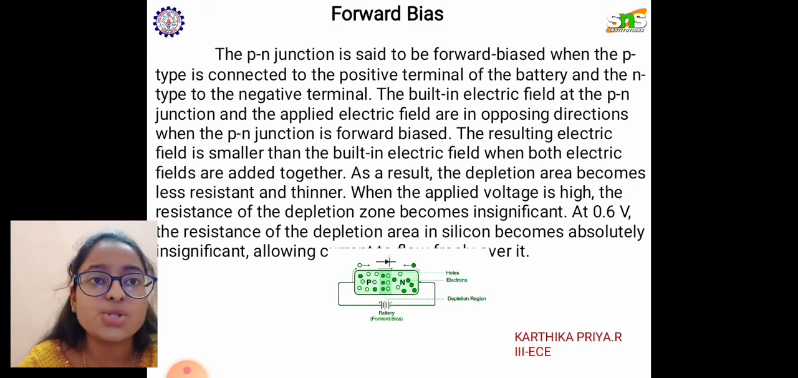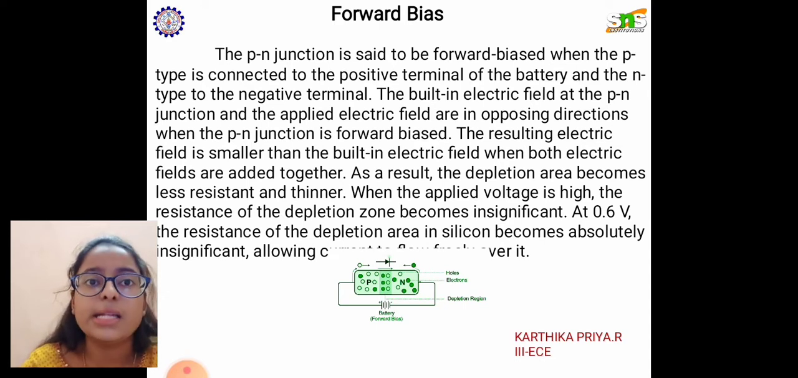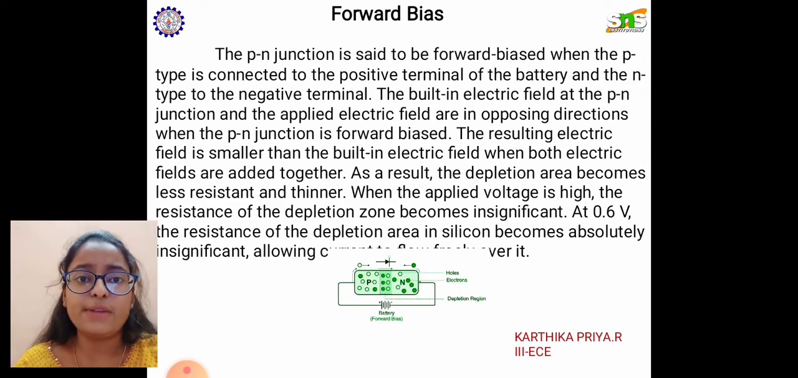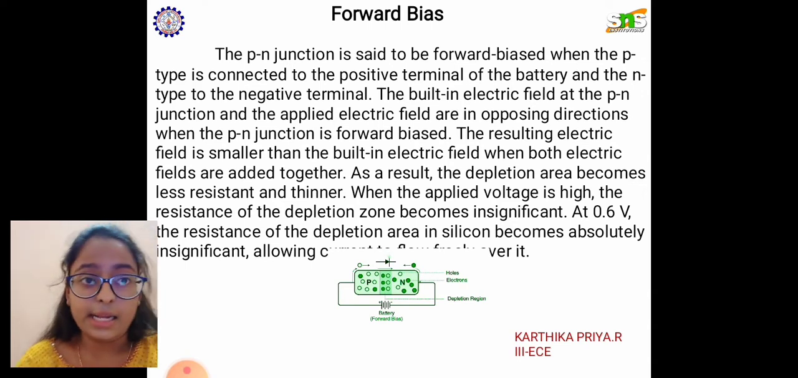The PN junction is said to be forward biased when the P type is connected to the positive terminal of the battery and the N type to the negative terminal. The built-in electric field at the PN junction and the applied electric field are in opposite directions when the PN junction is forward biased, and the resulting electric field is smaller than the built-in electric field when both electric fields are added together. As a result, the depletion area becomes less resistant and thinner.